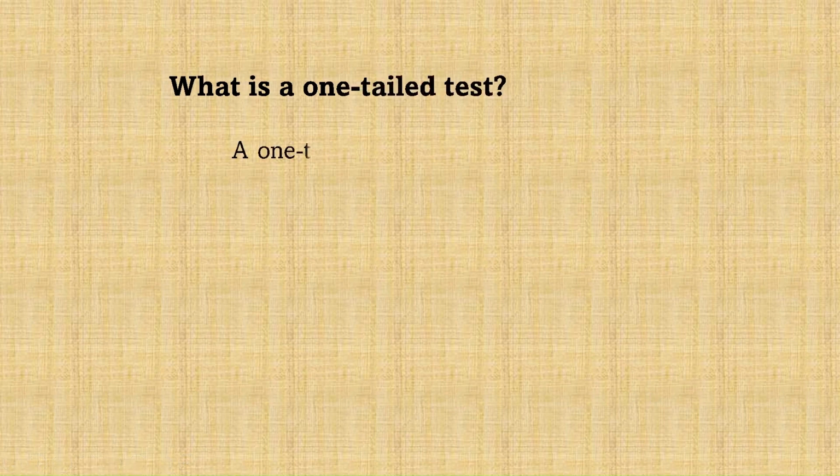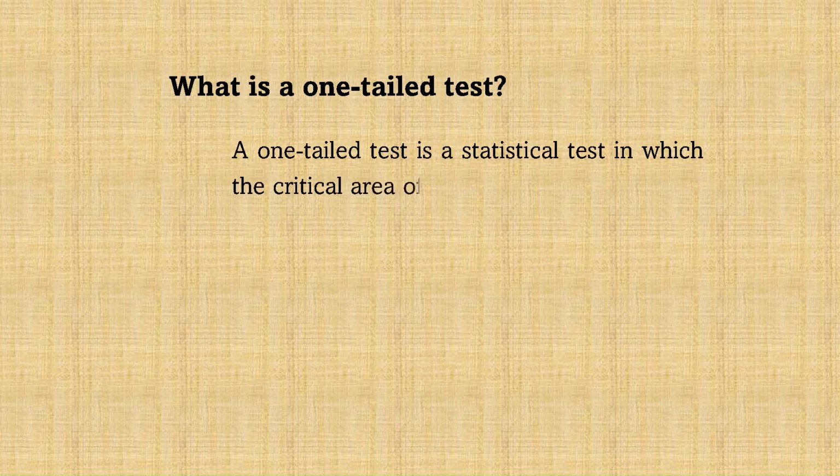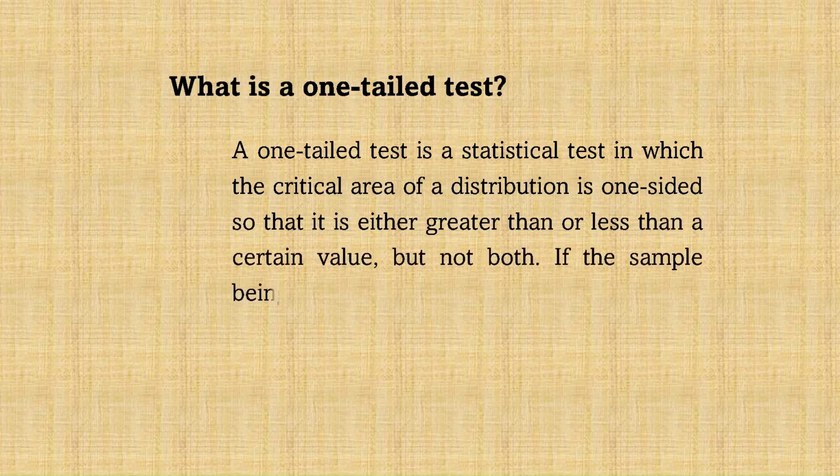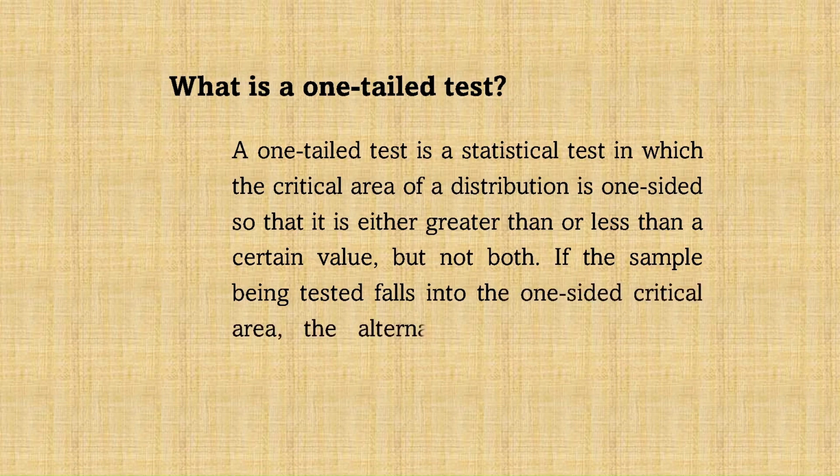What is a one-tailed test? A one-tailed test is a statistical test in which the critical area of a distribution is one-sided so that it is either greater than or less than a certain value, but not both. If the sample being tested falls into the one-sided critical area, the alternative hypothesis will be accepted instead of the null hypothesis.